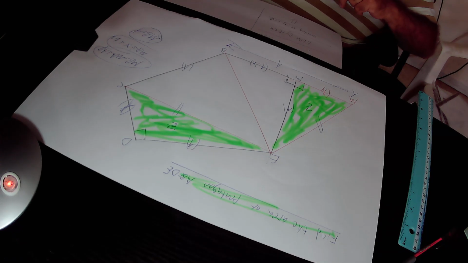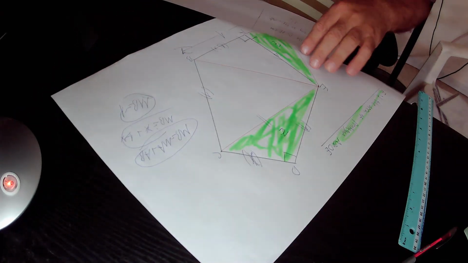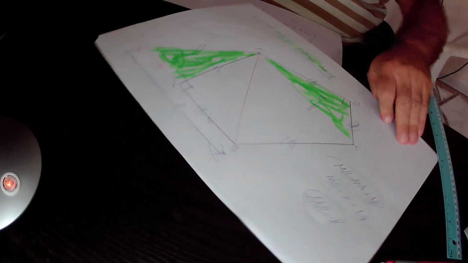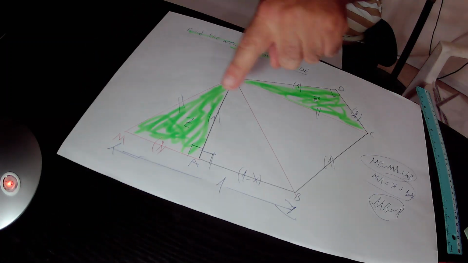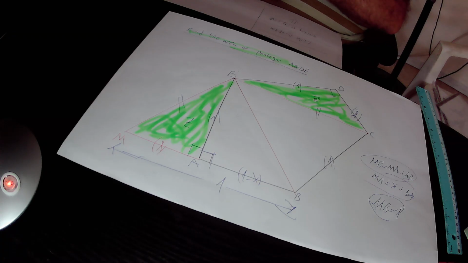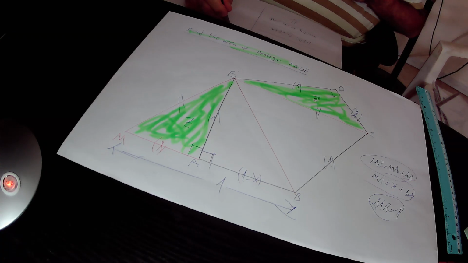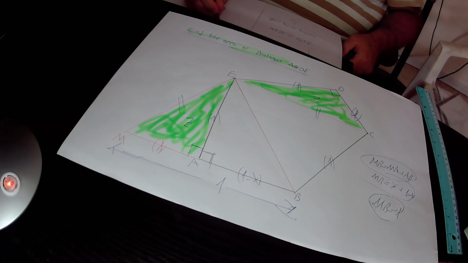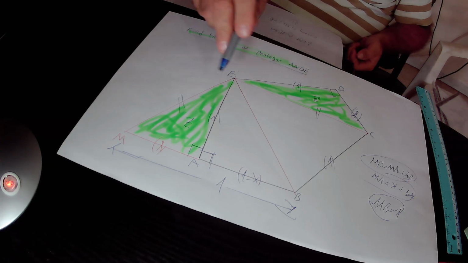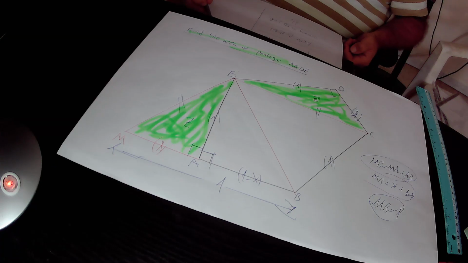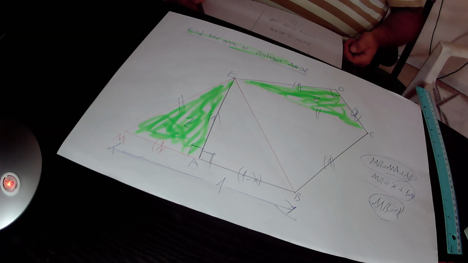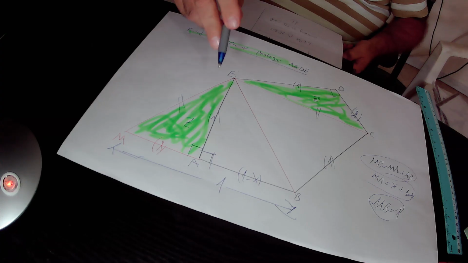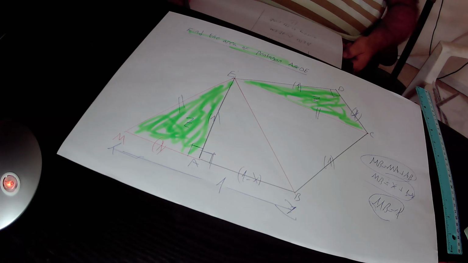In the next step, we calculate the area of this triangle EBM. So, what is the area of triangle EBM? The area of this triangle EBM equals the base MB times the height AE over 2.